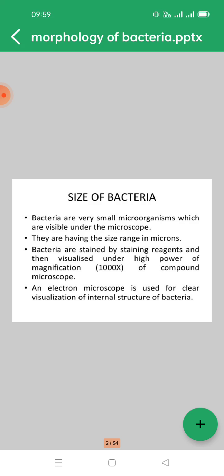And if we want to see the internal structures like their chromosome and their cytoplasmic inclusions, we can see them under an electron microscope. So the electron microscope is used to see the internal structure of bacteria.